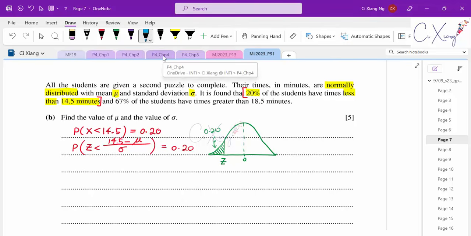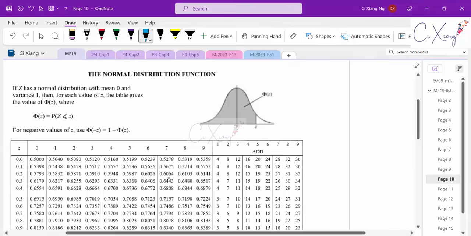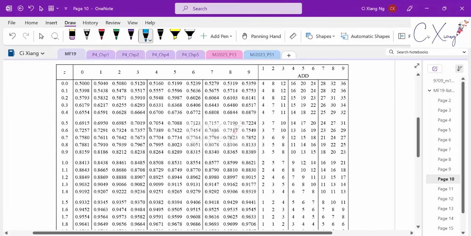So this is 0.20. The paired probability will be 0.8. So to find the value of z from the normal distribution table, I should look for 0.8 from the normal distribution table. And this 0.8 is a probability. Therefore, when I want to look for the value, I'm looking for the 0.8 from this part. So there are many values here, right? I find a value closest to 0.8 but less than 0.8. So you can see this is the one.